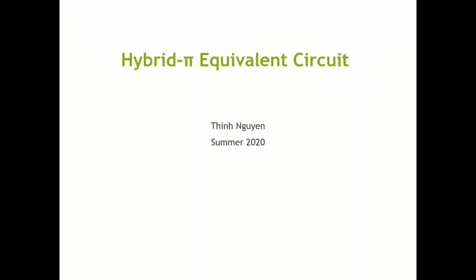Okay, so in the last lecture, we went through an equivalent circuit called the small signal equivalent circuit, or in other words, you can call it the AC equivalent circuit. In this lecture, we will discuss another equivalent circuit called hybrid pi. So let's go into it.